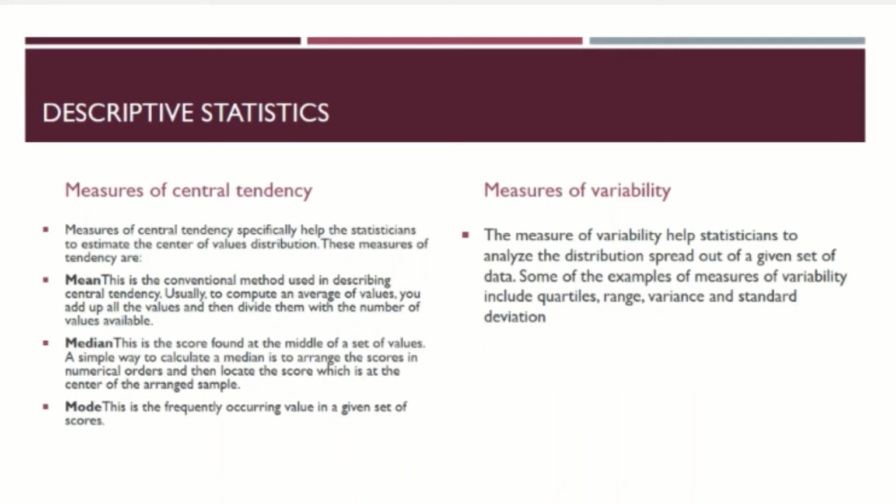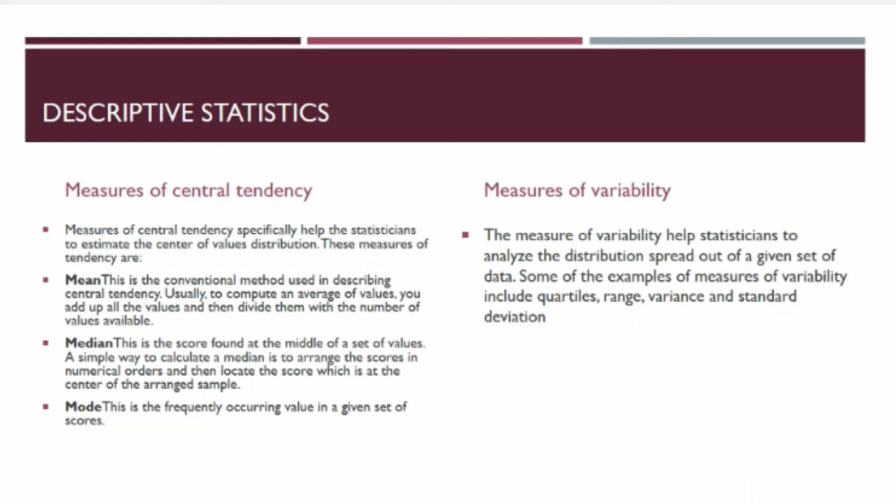Let us look at descriptive statistics in more detail, but not in too much detail. I'll just tell you the categories of descriptive statistics. There are two categories: measures of central tendency and measures of variability. What comes in measures of central tendency? Measures of central tendency specifically help the statistician to estimate the center of a values distribution. These measures of tendency are mean, median, and mode.